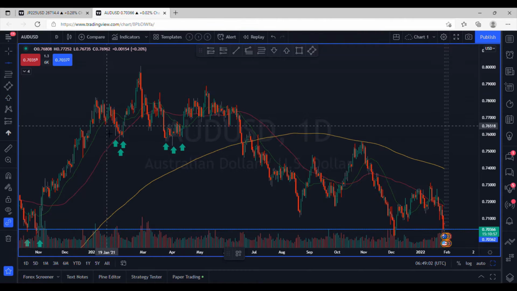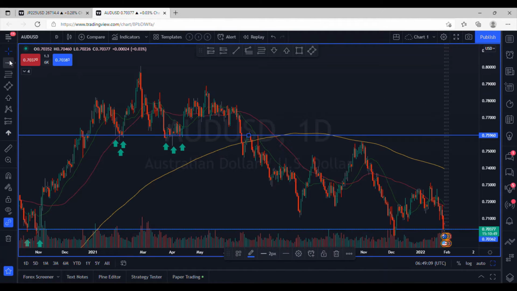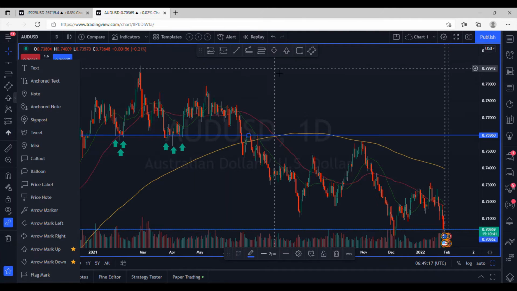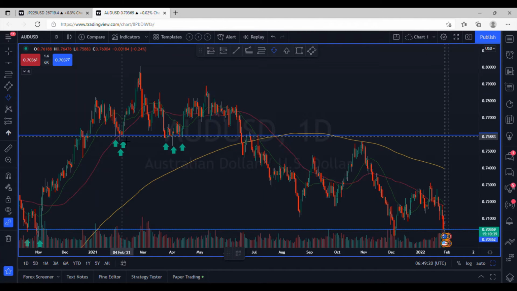So now we know we've had quite a bit, we can actually put another horizontal line where the multiple touches are. So again, we've had 1, 2, 3, 4, 5, 6, 7, 8, 9, 10, 11, 12, 13, 14, 15 touches around this 0.75940 area.